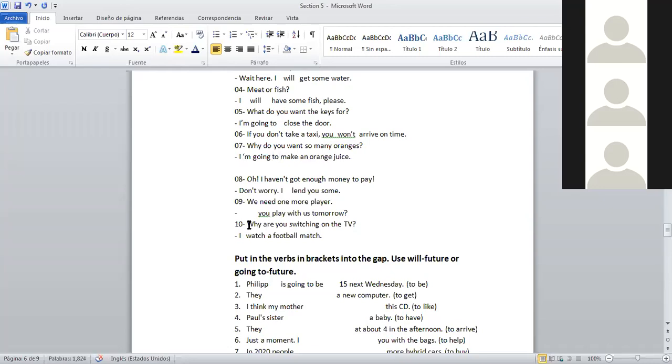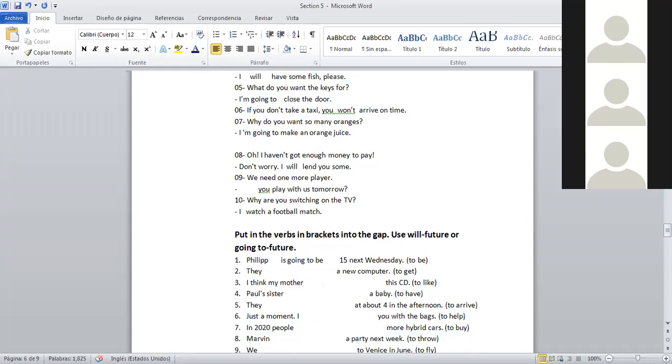I am going to make an orange juice. Very good. Number eight. Oh, I haven't got enough money to pay. Don't worry. I will lend you some. Spontaneous decision. Okay. Number nine.